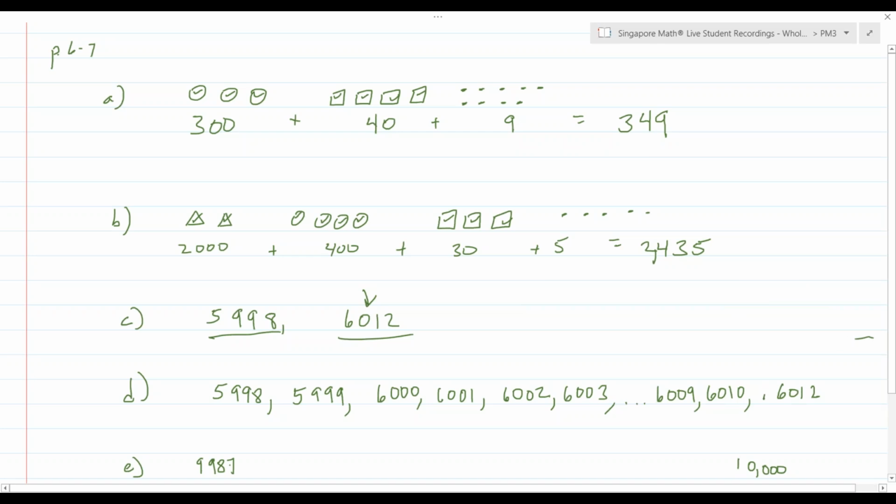Then, I'm going to squeeze it in up here, 6,011 and 6,012. The idea is to see the pattern of the numbers and how they change.